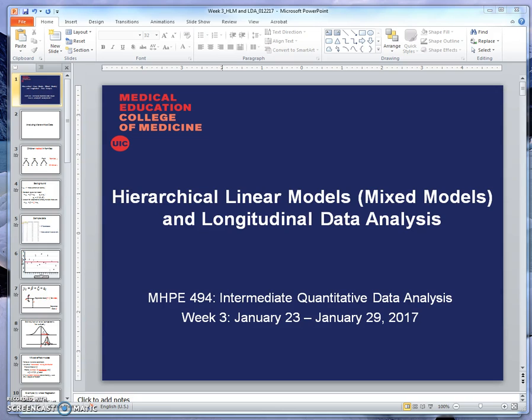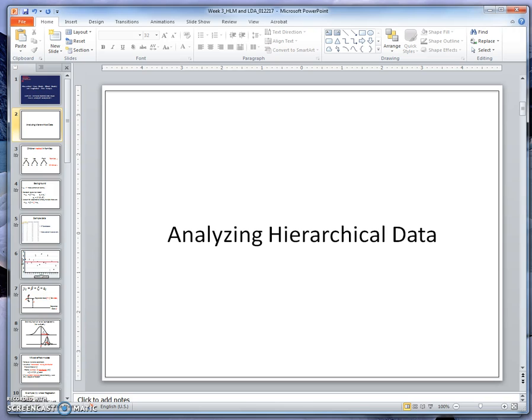So this week we will cover this nested data structure. For example, if you have patients who are nested within hospitals, or learners who are nested within residency programs, or multiple measurements of the same learner over time. So that's longitudinal data analysis. These types of nested data structures require us to use a different type of model, which we will call, in general, mixed models. So here we will first begin by looking at analyzing hierarchical or nested data.